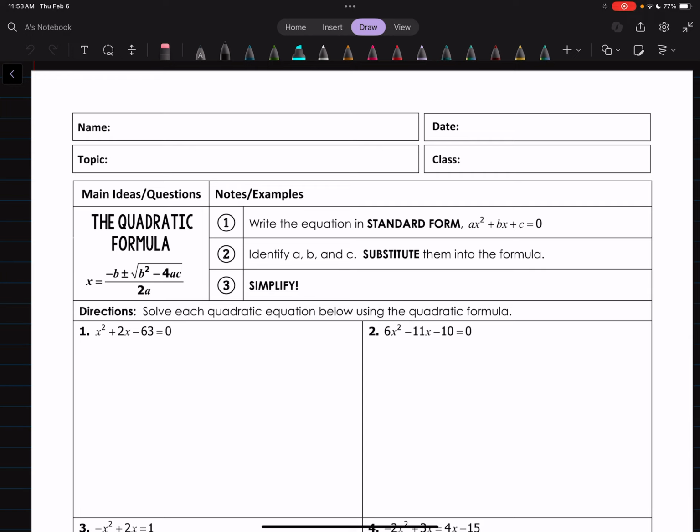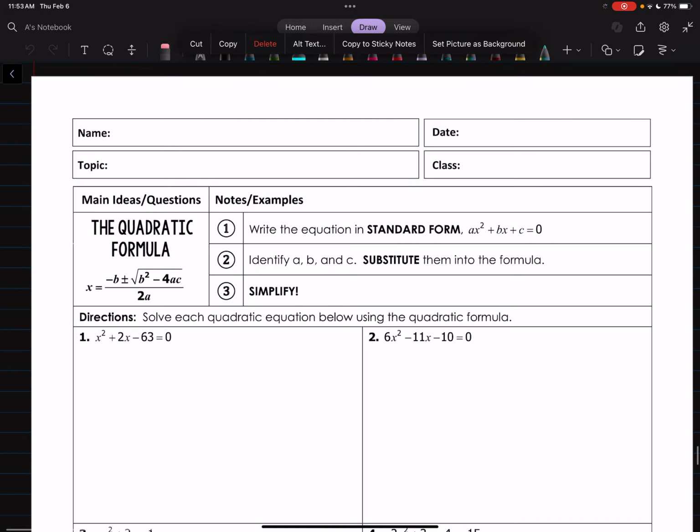To do the quadratic formula, you must have the equation in standard form and be able to identify the a, b, and c value. Now, you have the formula written.